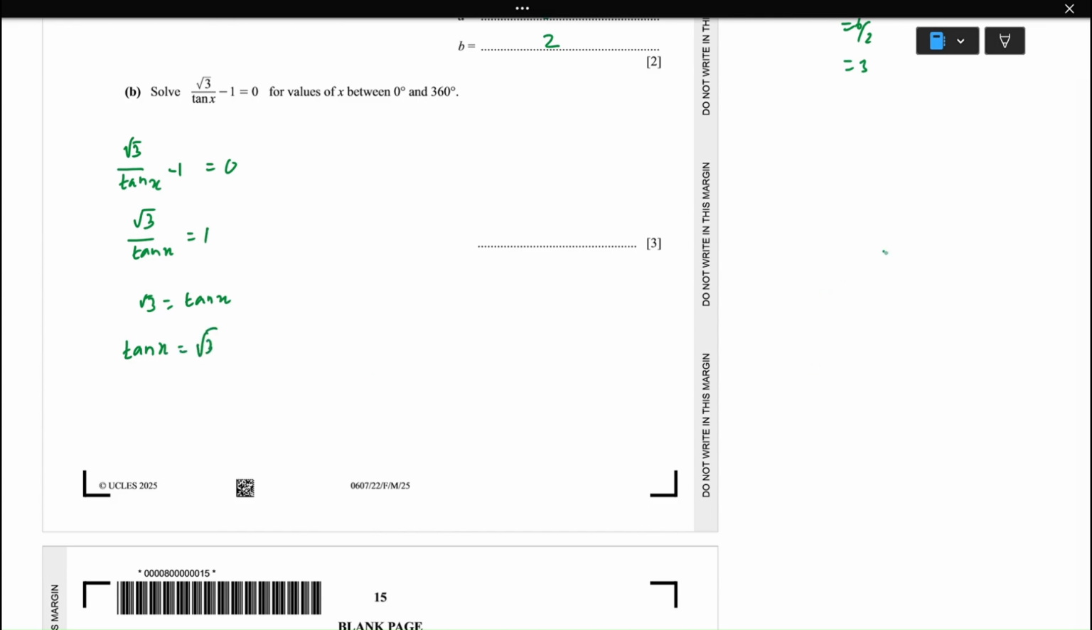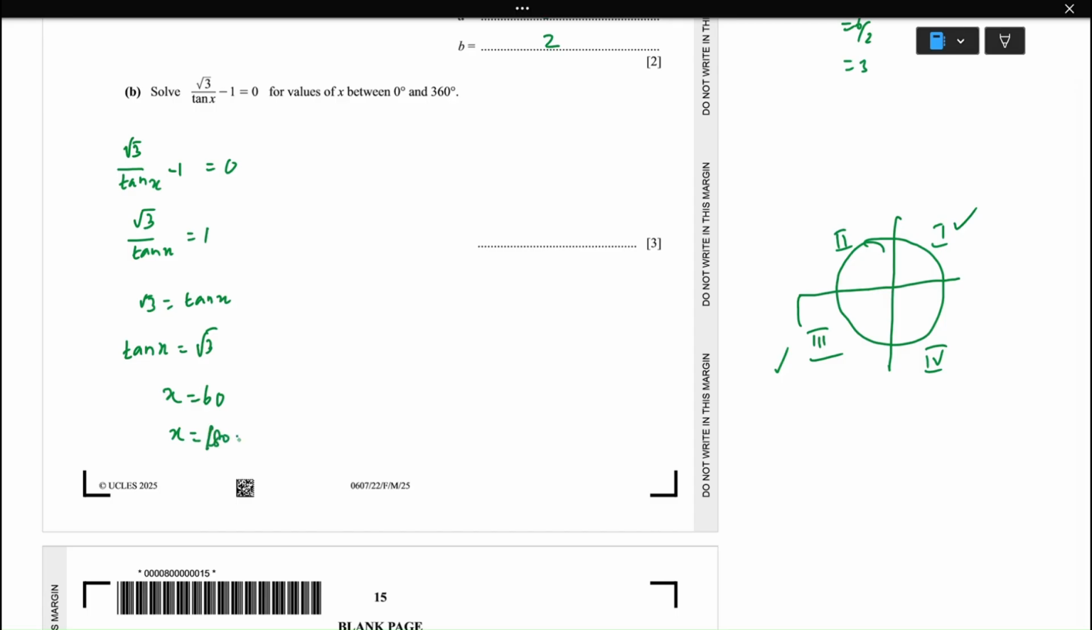Now we need to check, this is our unit circle here. This is the first quadrant, second quadrant, third quadrant, and fourth quadrant. Tan x equal to root 3 is positive. Tan is positive only in the first quadrant and the third quadrant. So in the first quadrant we'll check when we'll get tan root 3. Tan is root 3 at 60. So x equal to 60 degrees. Tan 60 is going to be root 3. Now we need to find it in the third quadrant, which is 180 plus 60.